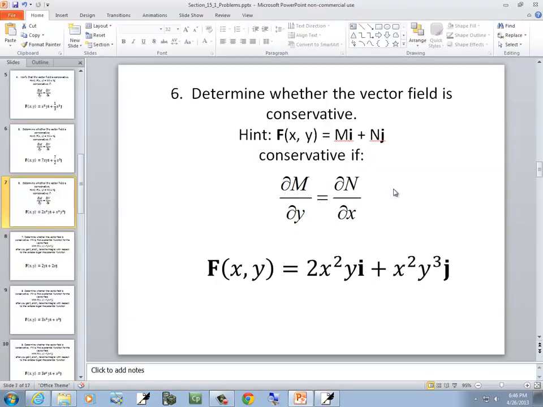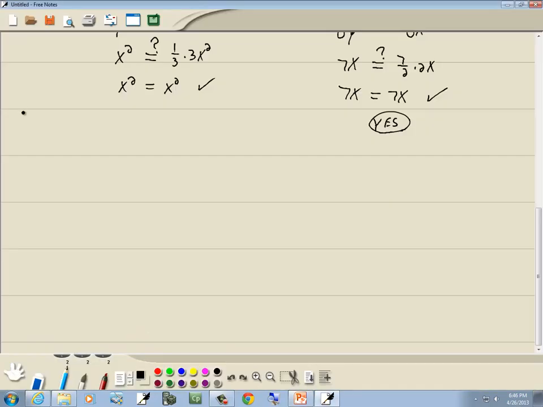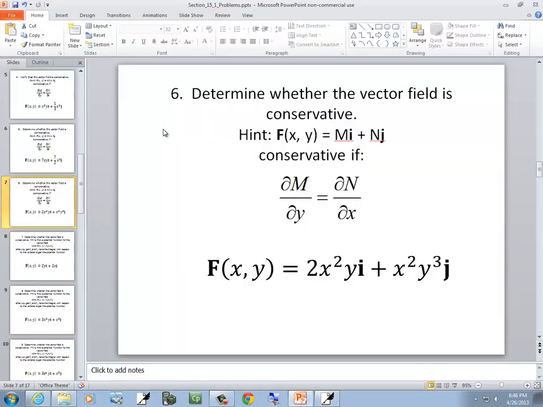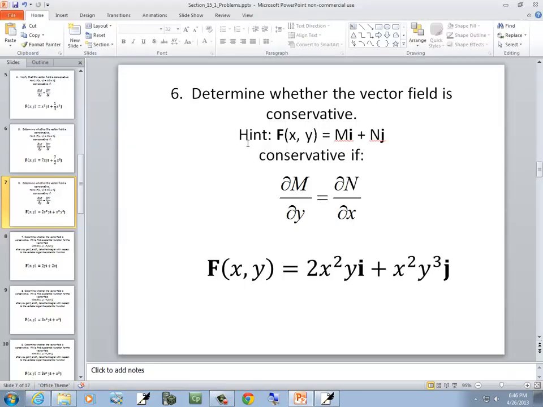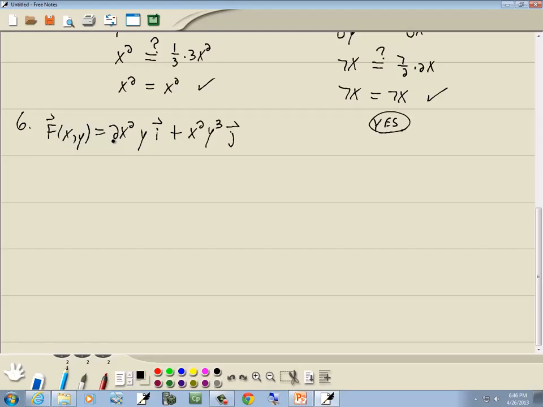Let's look at one more. We've got f of xy is equal to 2x squared y i plus x squared y to the third j. Same instructions. So this is m and this is n, and we're wondering if the partial of m with respect to y is equal to the partial of n with respect to x.